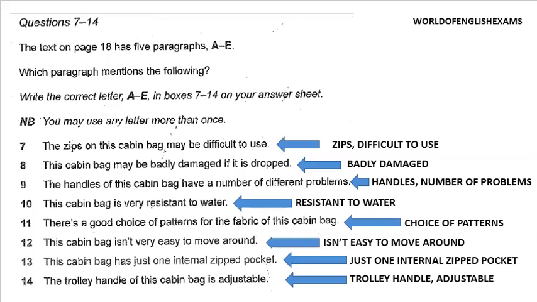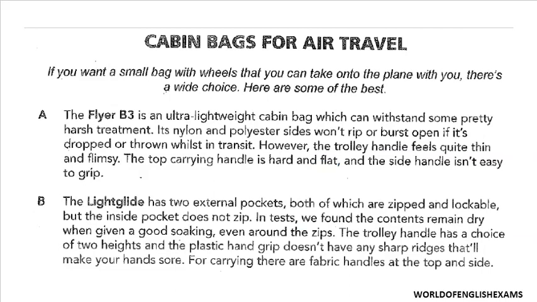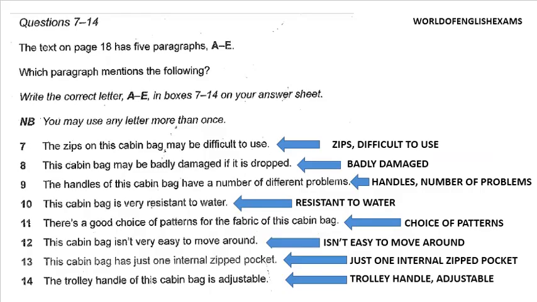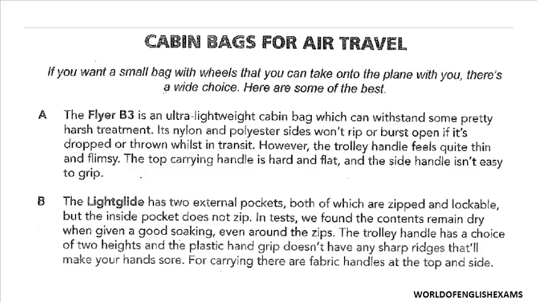So the 9th answer is A, but since NB is there, I am not supposed to discontinue reading the passage. Now, I have to continue reading the last sentence. Okay, so the top carrying handle is hard and flat, and the side handle isn't easy to grip. Again, it is talking about the other problems which are encountered when using the handles of this bag. So clearly it is now confirmed that the 9th answer is A. Now let's follow the same strategy to answer the next questions.